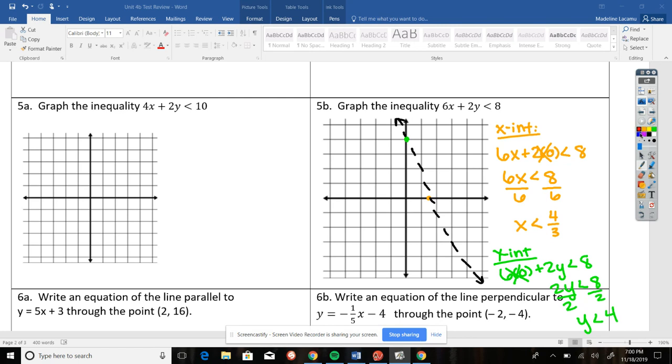And to figure out which side we shade, we're going to use the test point 0, 0. So this point right here. If I plug in 0, 0, I get 6 times 0 plus 2 times 0 is less than 8. Both of these just become a 0, so we get 0 is less than 8. Since this is a true statement, we have to shade the side that includes our test point, which was 0, 0. So I would shade this side.